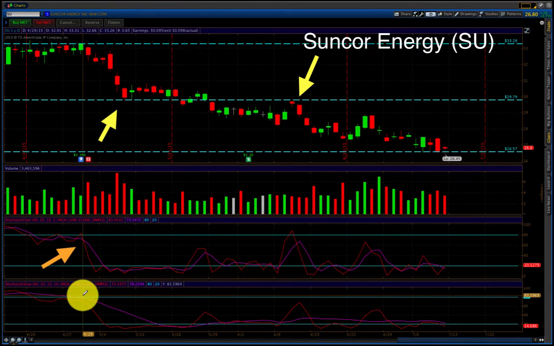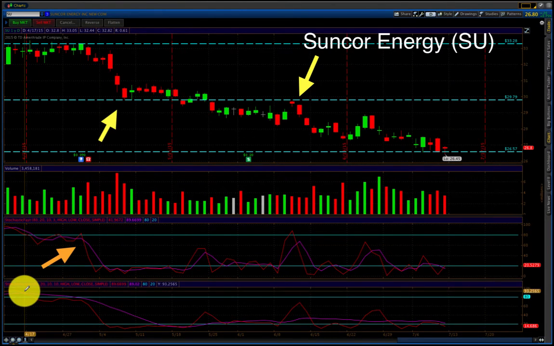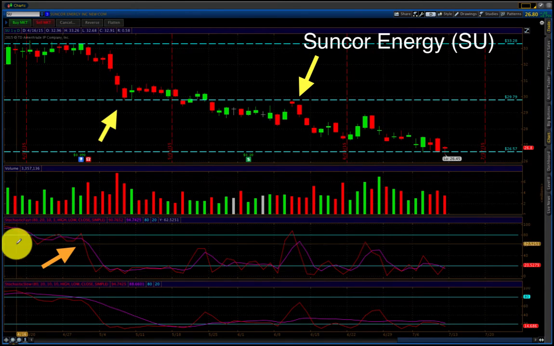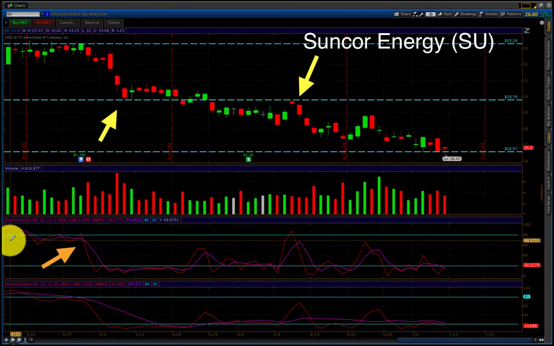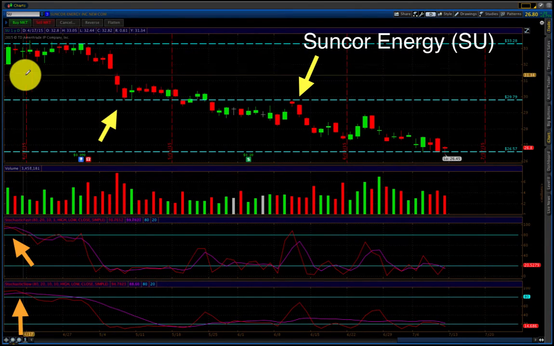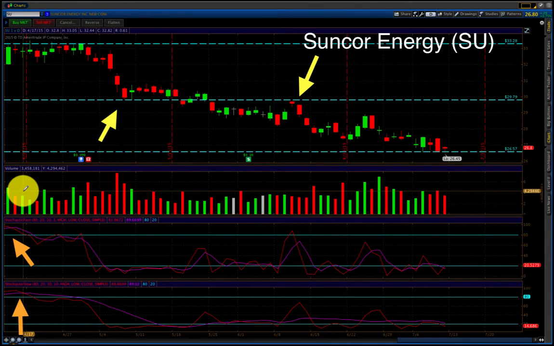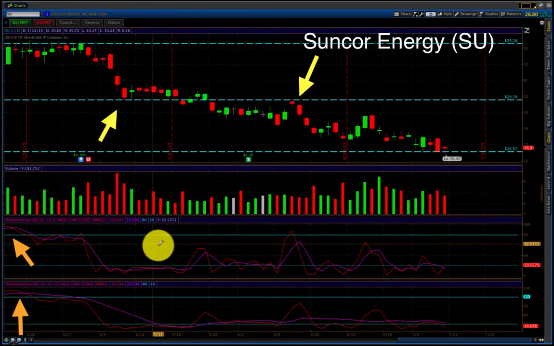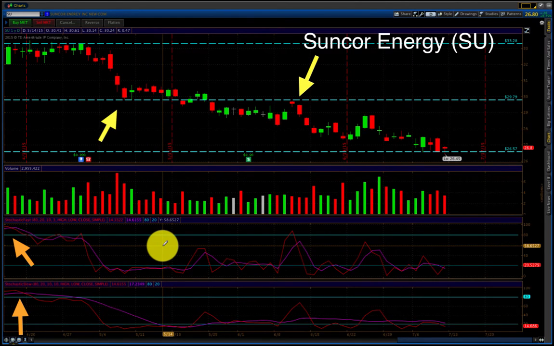This is interesting. We almost got a cross, but we didn't. Some people actually believe that the slow is more reliable because you get fewer signals, and they mean more. So with the fast, we got a signal up here. The slow, we got a signal here, right in that same range. And the slow actually would have kept you in until we cross again here.